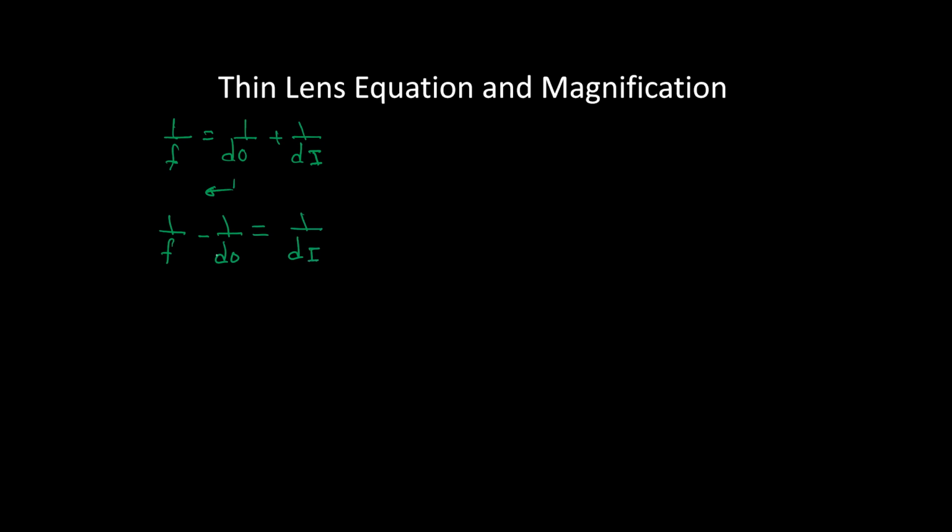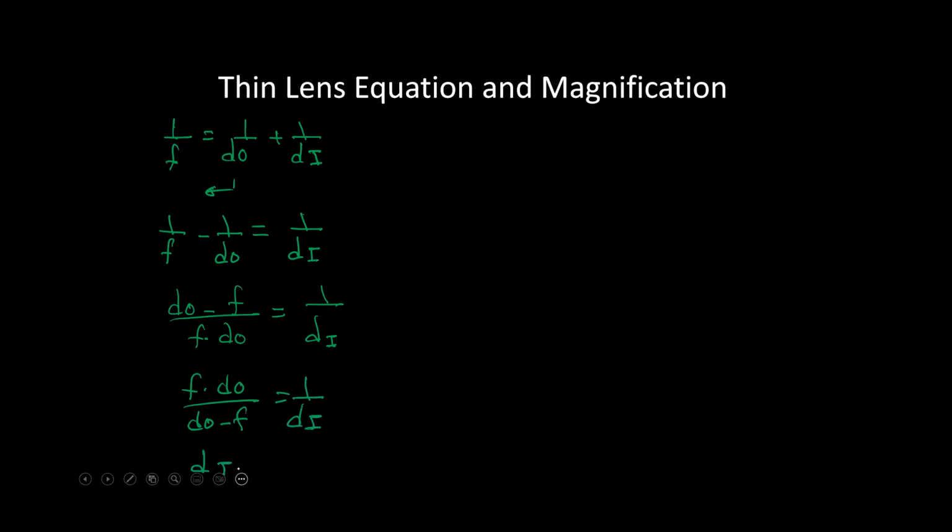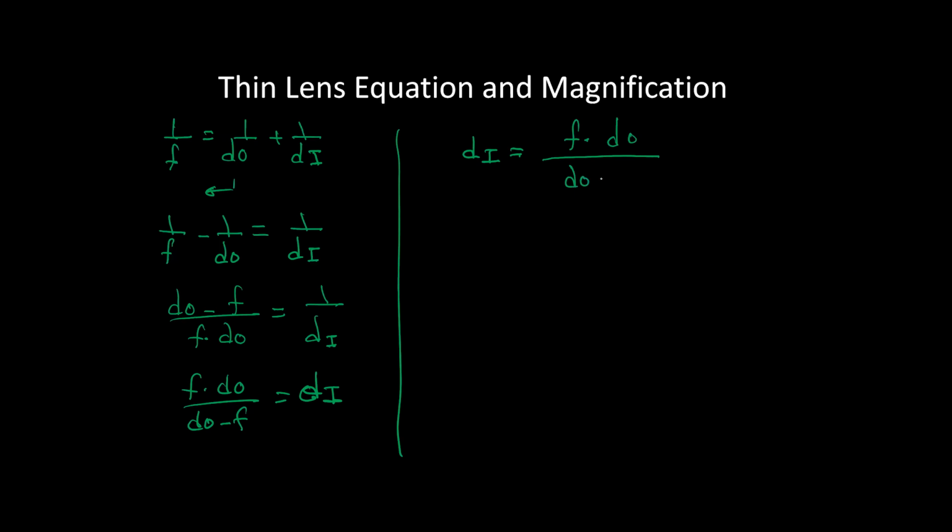Here I combine these two by cross multiplying. So I'll have DO minus F over F times DO equals 1 over DI. I have one fraction on the left, one fraction on the right. I can flip both. F times DO over DO minus F is DI. No, I didn't flip this, did I? This is supposed to be DI right here. Now just put DI, flip the equation so it can look better. F times DO over DO minus F.